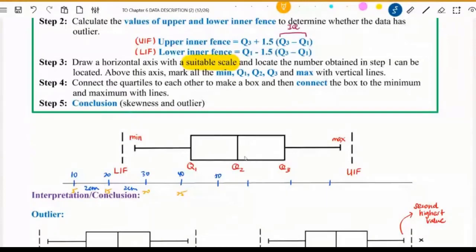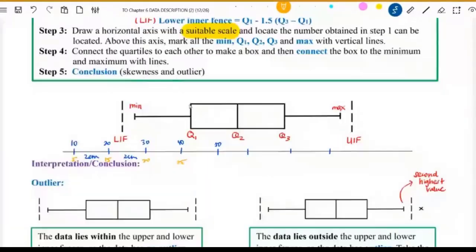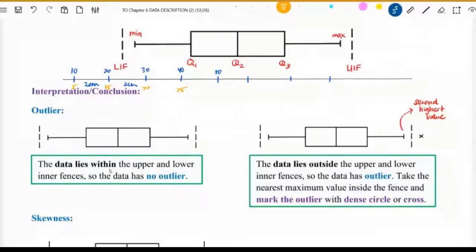So number 5, we have to conclude. So conclude involved with skewness and outlier. So what is outlier is all about? So outlier, which is the data lies outside the fence. So dotted line ni kita panggil pagar juga. Okay, so kalau data terkeluar daripada pagar, let's say yang ini, this one. So kalau data terkeluar daripada pagar, we name it as an outlier. Okay, kalau data di dalam pagar, we don't have any outlier. Okay, so data yang terkeluar daripada pagar kita akan letak sebagai cross ataupun dense circle.